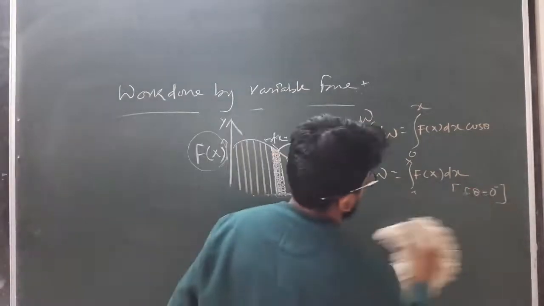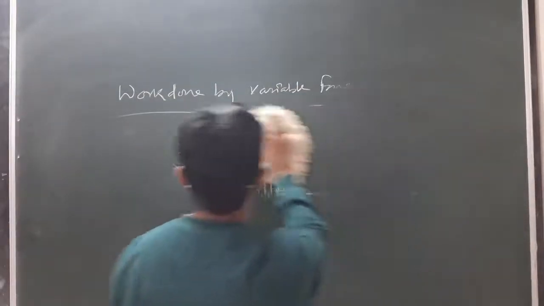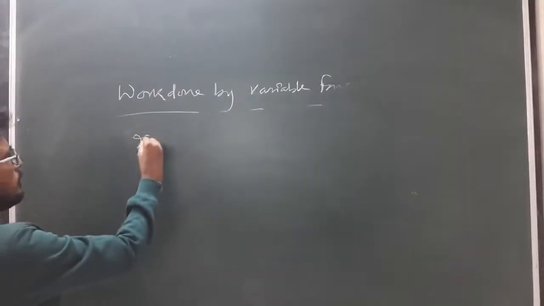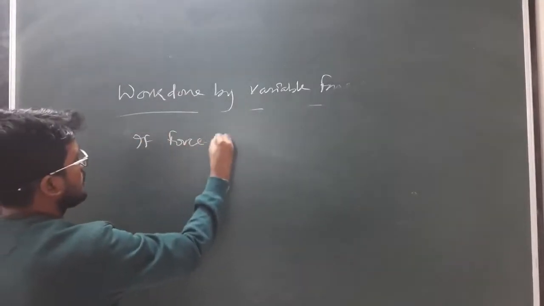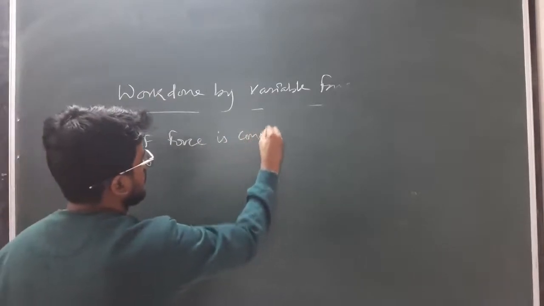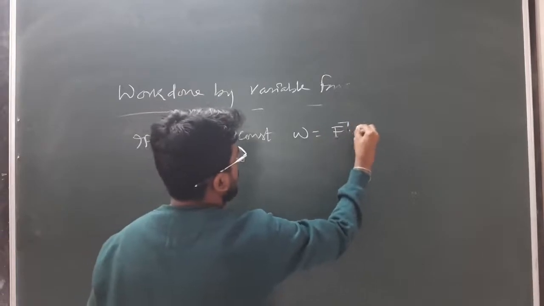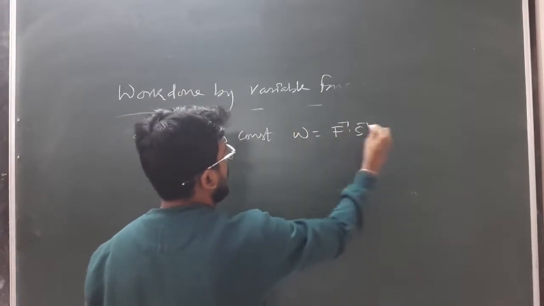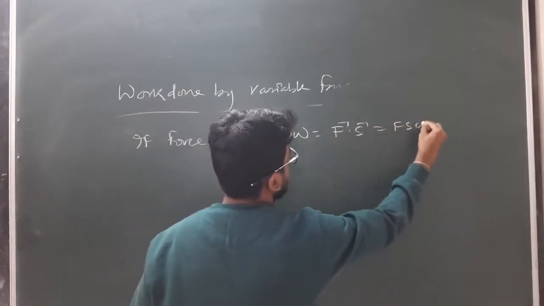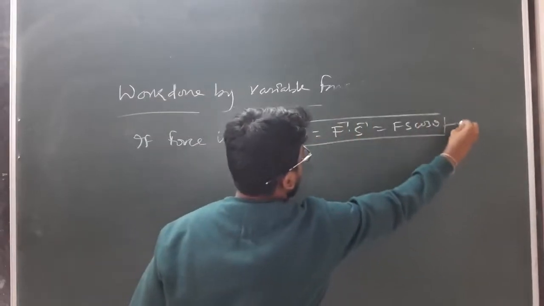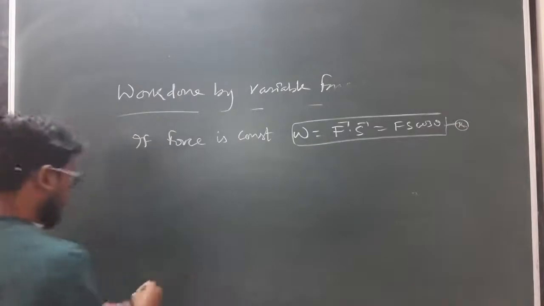So if force is constant, work done equals F dot S, or this can be written as F S cos theta. You have to remember this formula for calculating work for a constant force.